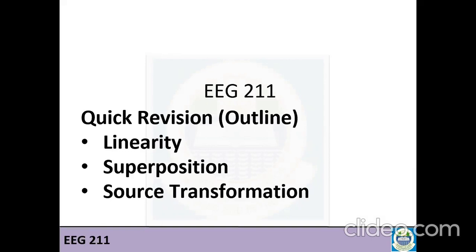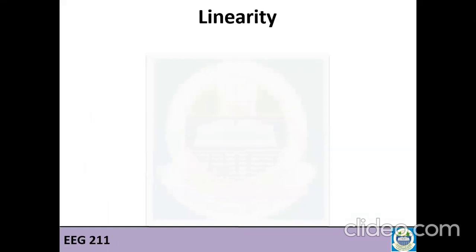I will quickly revise the topics covered in week 4, which are linearity, superposition, and source transformation. And this is shown in the outline. So to start with, what do we mean by linearity?